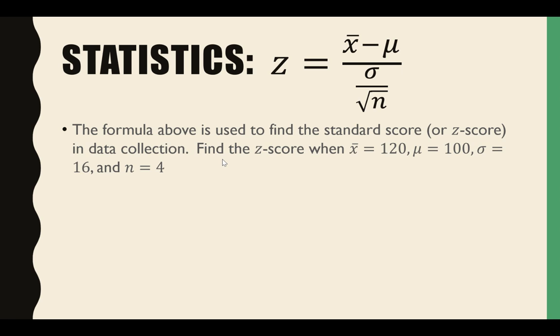The z-score for when x bar is 120, when mu is 100, and when sigma is 16, and when n is 4. So we basically plug in those numbers, 120 minus 100 over 16 divided by radical 4. Remember, we learned how to solve these a little while ago. Radical 4 becomes 2. So we have 20 divided by 16 over 2. So that's 20 divided by 8, which is 2.5.